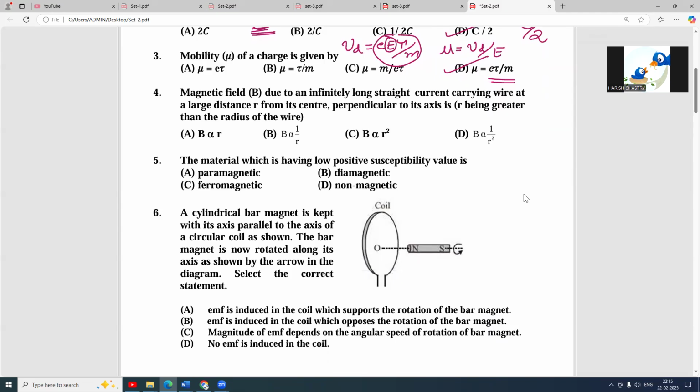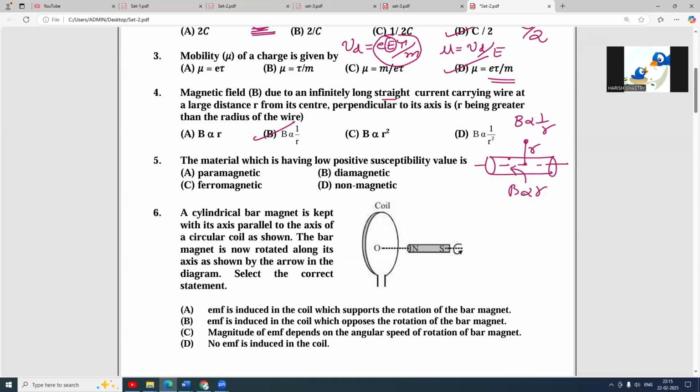Magnetic field B due to an infinitely long straight current carrying wire at a large distance r from its center, perpendicular to its axis. Okay. So if you have an infinitely long straight current carrying wire, at a distance r from its center so that r is outside, it will be greater than its radius. Then we know B is mu naught by 2 pi, I by r: magnetic field is inversely proportional to r. Whereas inside, up to the surface, it is directly proportional to r.